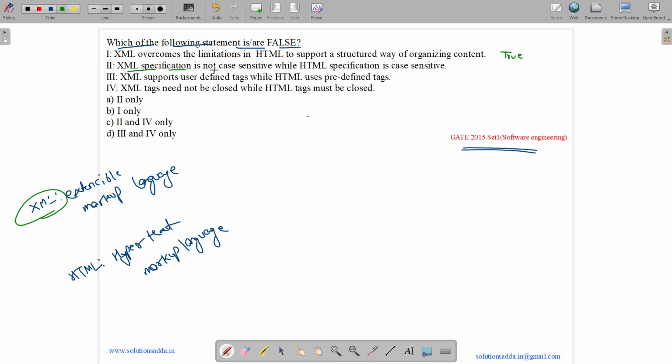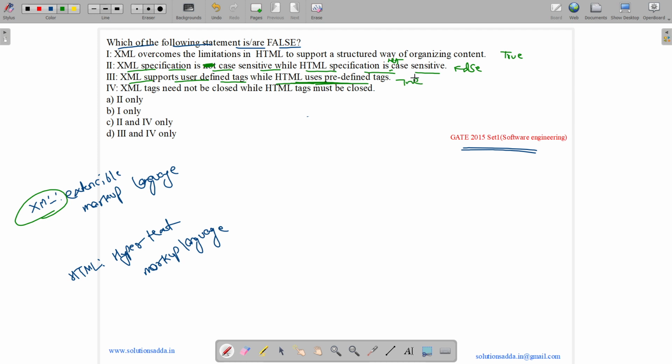XML specification is not case sensitive while HTML is case sensitive. No, this is false. Actually, XML is case sensitive while HTML is not case sensitive. So this is false. Now we have XML supports user defined tags while HTML uses predefined tags. Yes, XML can have user defined tags while in HTML we can use only the predefined tags.